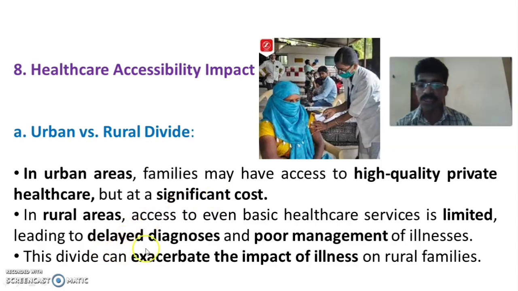That is leading to delayed diagnosis, late diagnosis, and even poor management of illnesses. This divide between urban and rural areas can exacerbate the impact of illness, especially for people living in rural families. So inaccessibility of healthcare in rural areas is another impact when they face illness and diseases in the family.